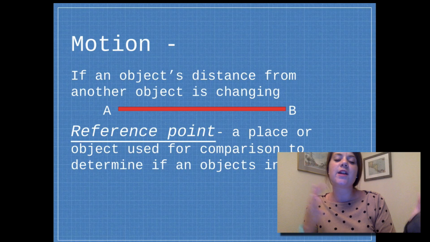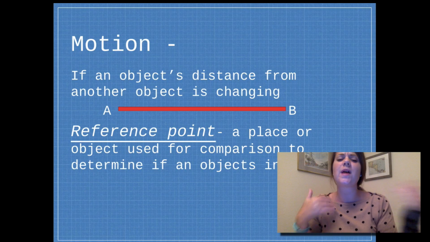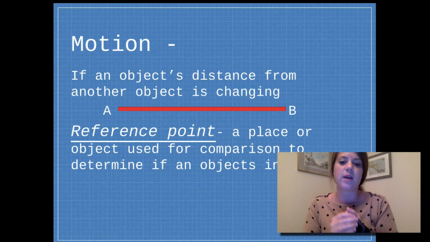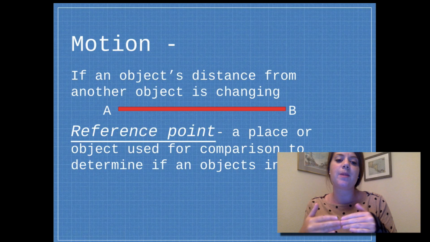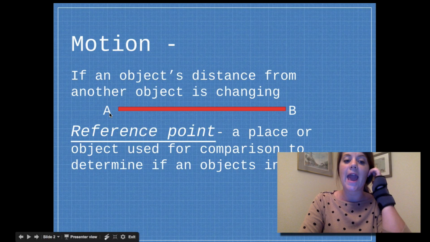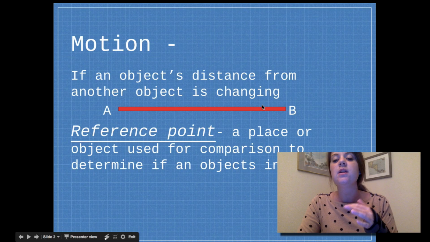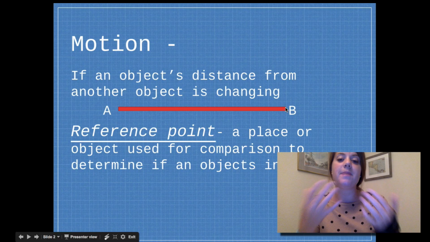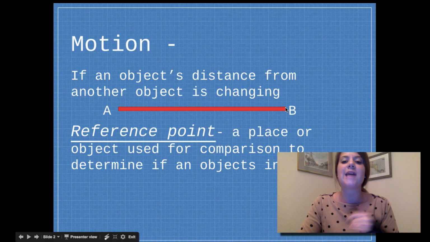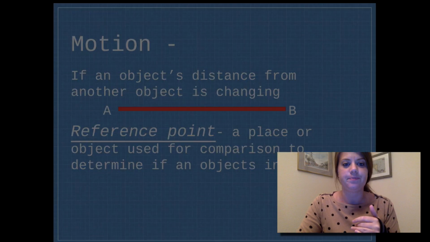But just trying to figure out which one's going to be in motion, well, that's why we use this thing called a reference point. So a reference point is a place or an object used for comparison. So for example, if we use A as our reference point and the distance is changing, then it's going to tell us that B is in motion. So let's actually look at an example of this.